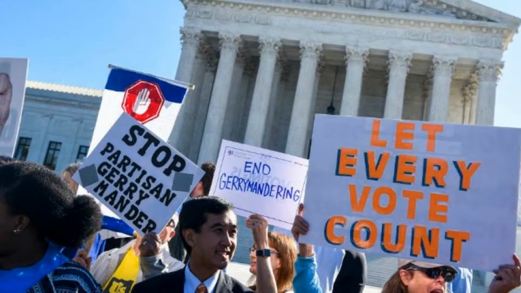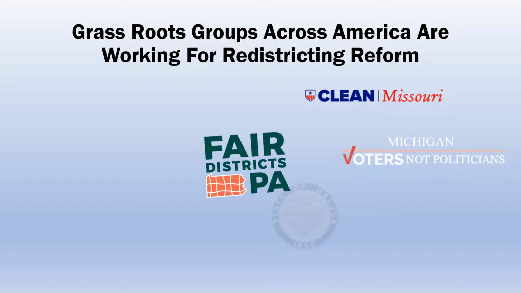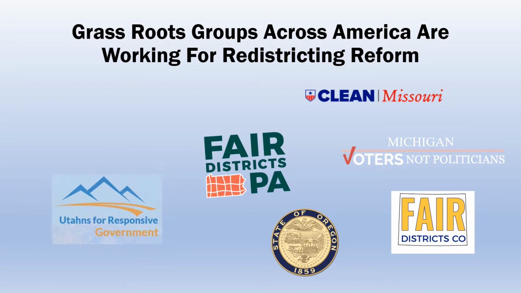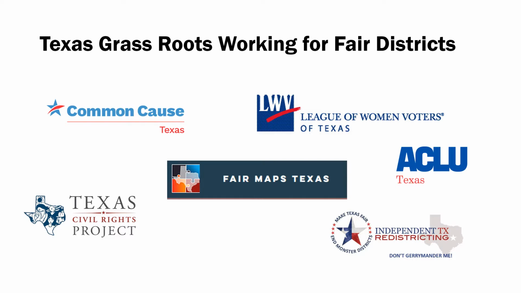And the only way to reform this process is for citizens to become actively engaged, to educate themselves about gerrymandering and demand change from their lawmakers. And already, in states all across the country, citizens are working to reform the process through their state legislatures and the ballot initiative. And even here in Texas, many groups, including Independent Texas Redistricting, are working to inform Texans about gerrymandering and what we can do to end the practice.